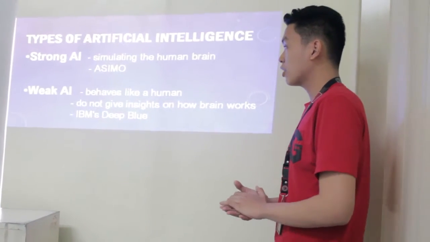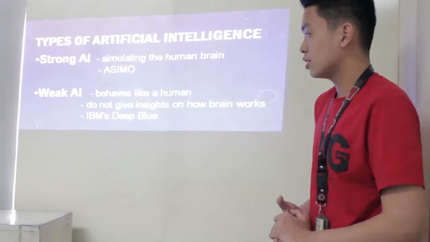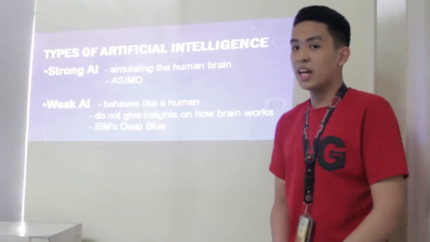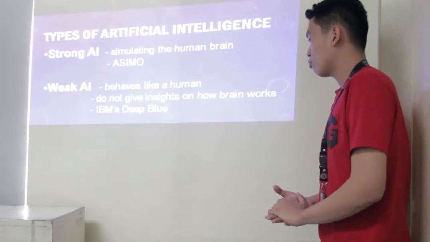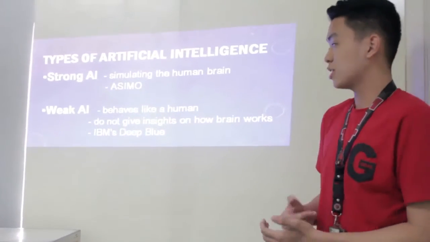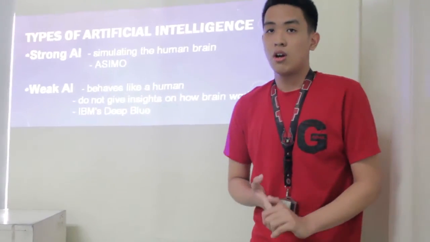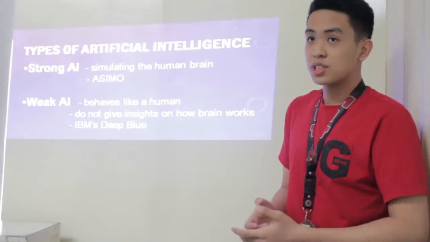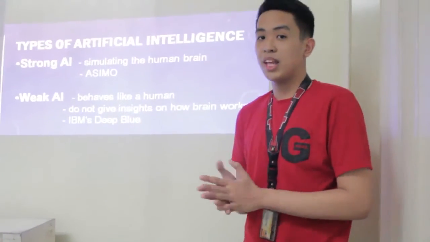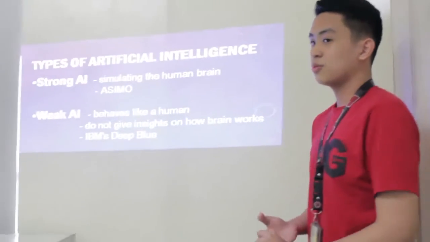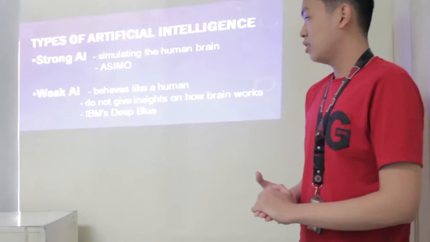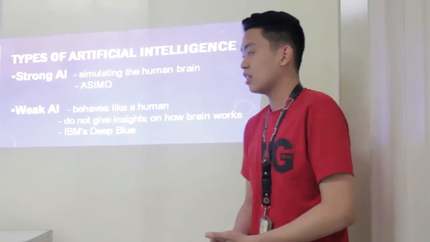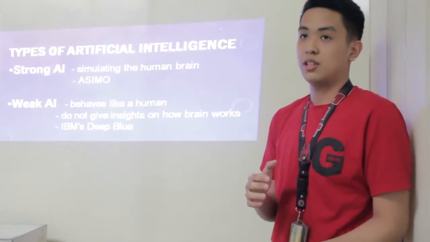Another type of artificial intelligence is weak AI. Weak AI behaves like a human, but does not give insights on how the brain works. One example is IBM's Deep Blue, which substitutes a human brain by playing chess. Deep Blue is well known for its million moves in chess, and no one has defeated that artificial intelligence, Deep Blue.